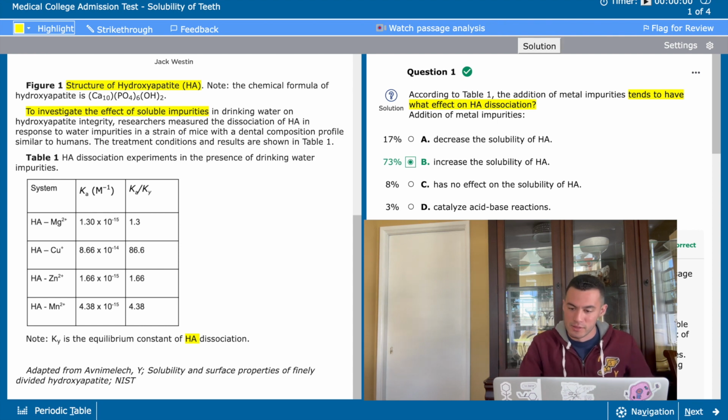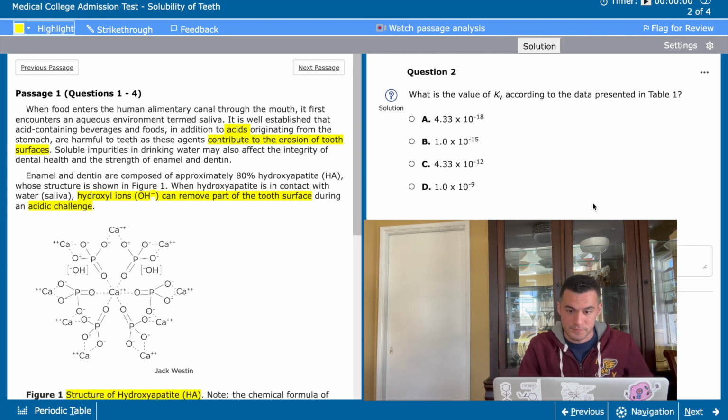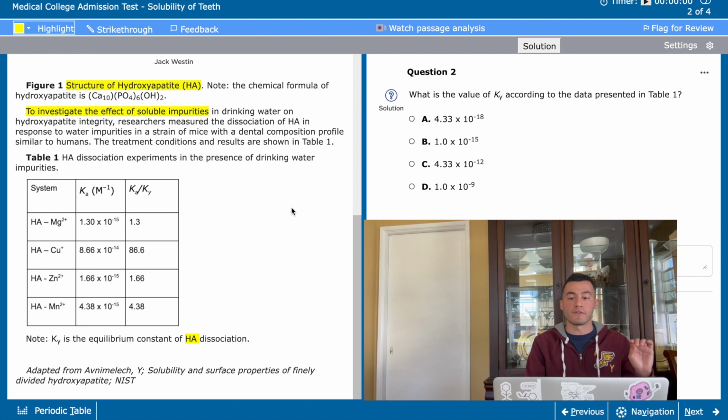All right. We're going to move on to number 2. What is the value of Ky according to the data presented in table 1? It's a very good question, because they're asking us to figure out Ky. And from the looks of it, it might be tough to figure out because all we have is Ka over Ky. And we don't really know what it is. However, we are given the value of Ka.